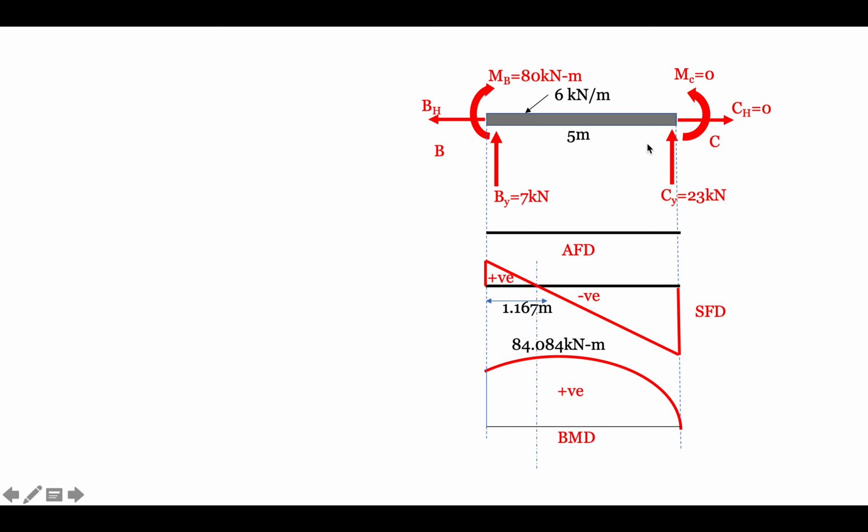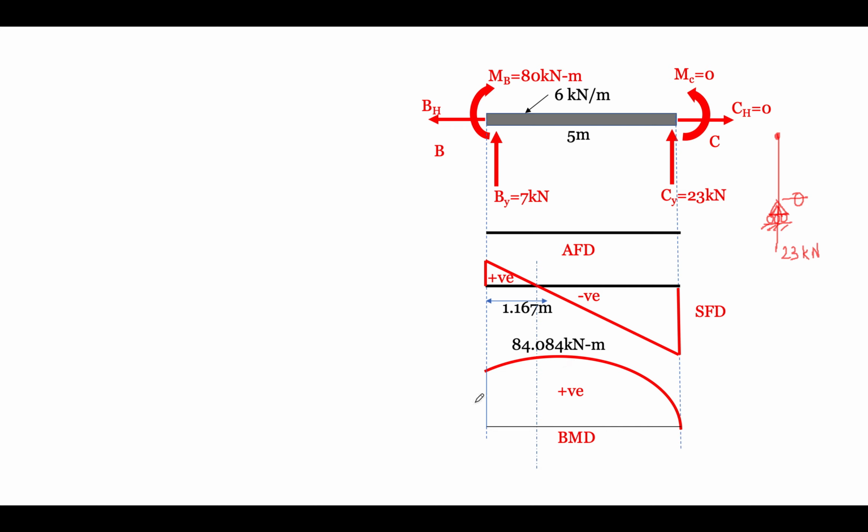Now what about moment at point C? Moment at point C will be 0. Why will it be 0? Because at this end it is a roller support, and a roller support cannot carry any moment. At this point there is only one reaction, 23 kilonewton, and there is no horizontal reaction, so it cannot create moment at this point. So moment at C is 0. Then we have to plot all these values.